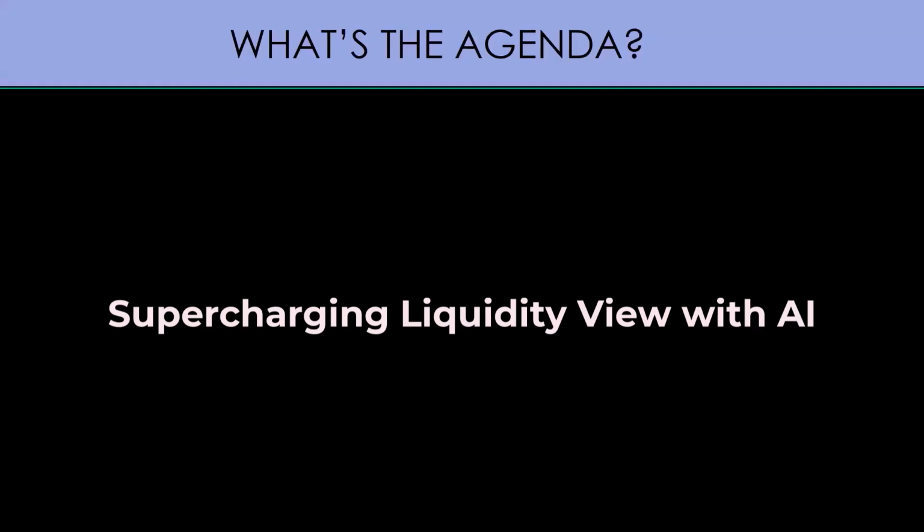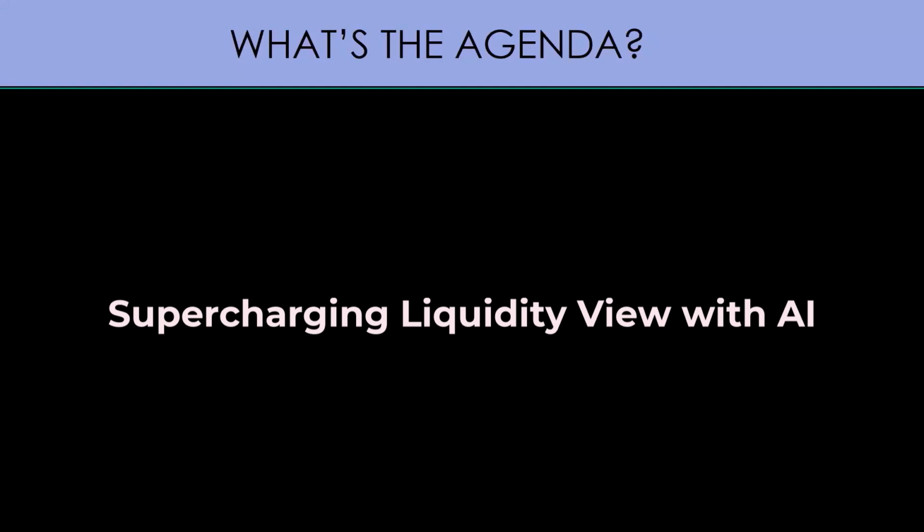Supercharging Liquidity View with AI, with artificial intelligence. And you may ask the question, why possibly would I do this? What's the benefit of this? Liquidity View is already out there. I can already scan for my setup that I want to see. I can see all the additional information about my trades. Why would I do this?